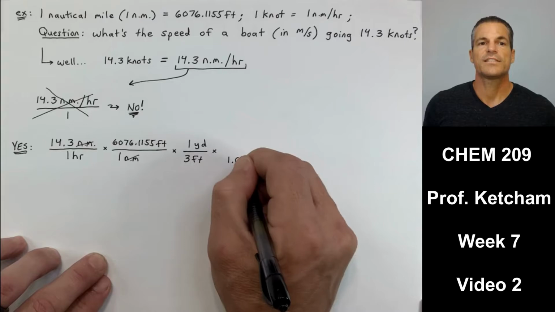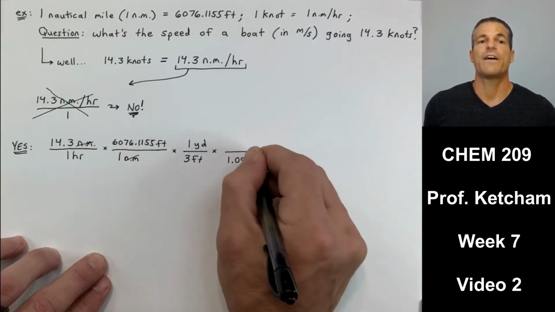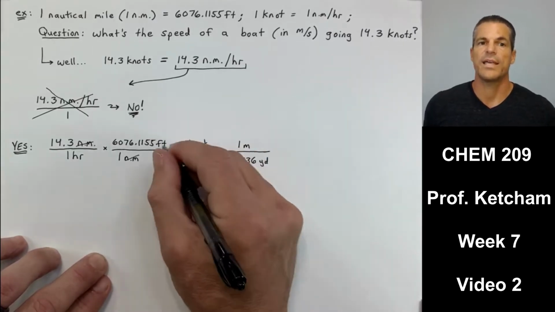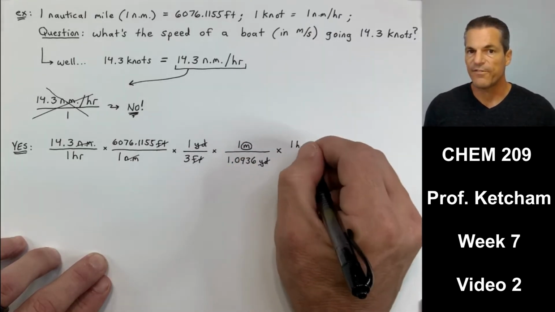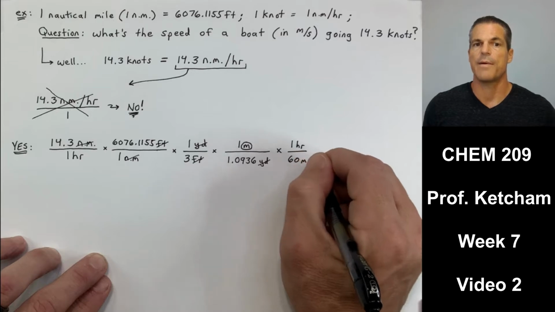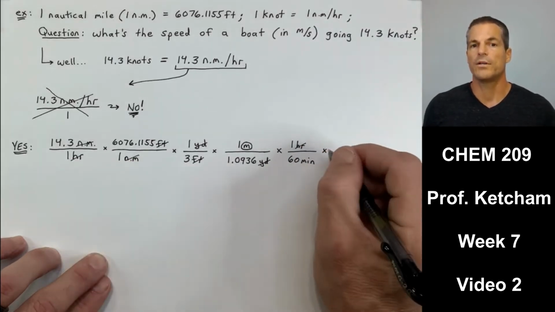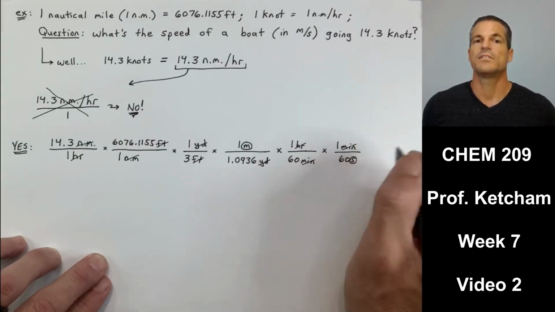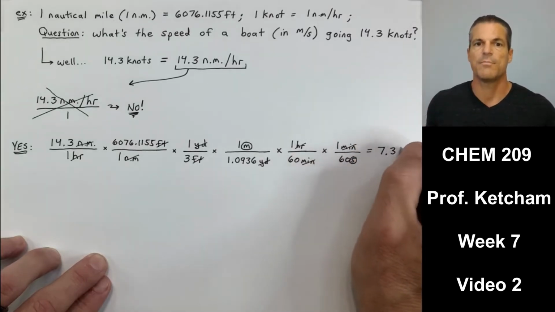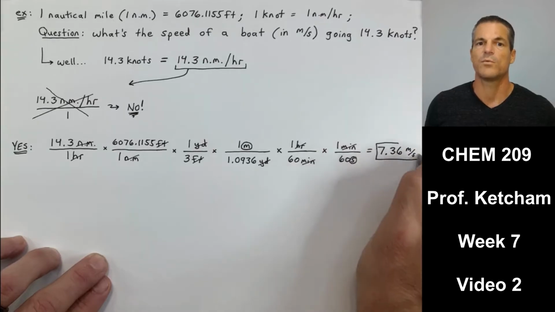So 6,076.1155 feet for every 1 nautical mile cancels my nautical mile unit. And then for every 3 feet on the bottom, there's 1 yard. I'm out of feet. For every 1.0936 yards, there is 1 meter. And I'm out of yards and into meters. I'm going to stay with meters there. That's why I've circled the unit. It's the one I want.